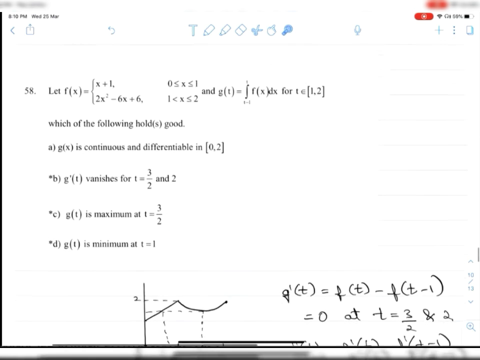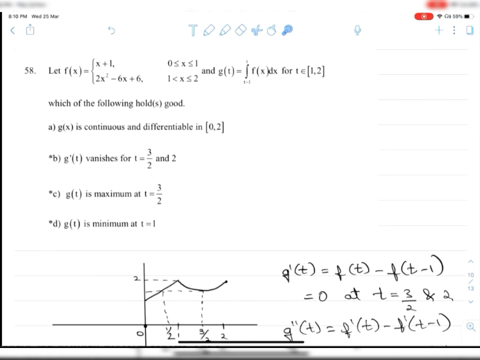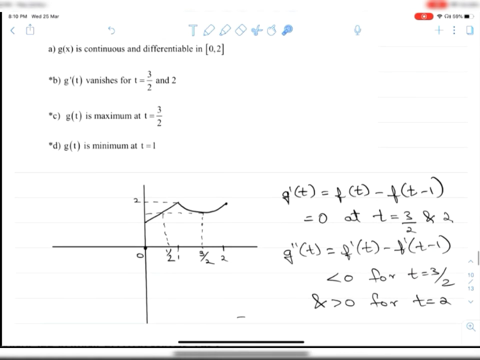g dash of t is nothing but f of t minus f of t minus 1. So I have to identify where f of t and f of t minus 1 are equal to 0. If I observe in the graph, if I draw it, I am getting the value of f of t and f of t minus 1 to be equal at t is equal to 3 by 2 because f of 3 by 2 and f of half are coming out to be equal, and at 2 g dash of t is equal to 0. That is f of 2 and f of 1. f of 1 and f of 2 both are equal. Hence, g dash of 3 by 2 and g dash of 2 is equal to 0. It vanishes at 3 by 2 and 2, but whether it is attaining maximum or minima we also have to check.